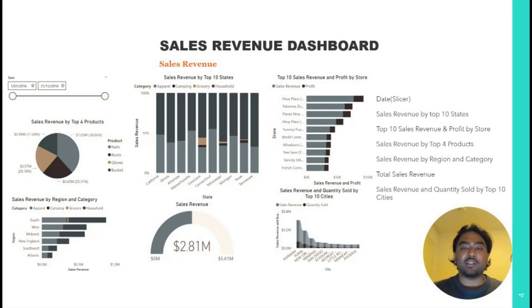Here I'm going to explain our second dashboard, that is sales revenue dashboard. This dashboard focuses on identifying top performing states, cities, stores, and products, and we use date as a slicer.